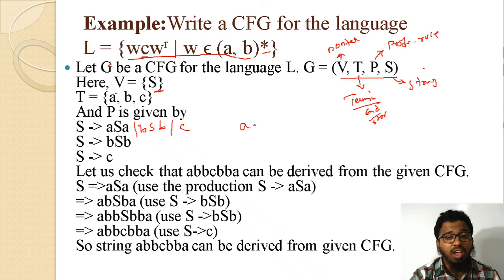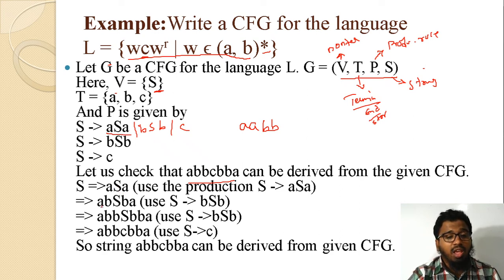Palindrome means A, B, B. For this equation, what will we get? A, B, B. Okay, so here let's check whether this equation can be derived from the given CFG. First, S is A S A. First it is taken as A S A. Use the production rule, this one.